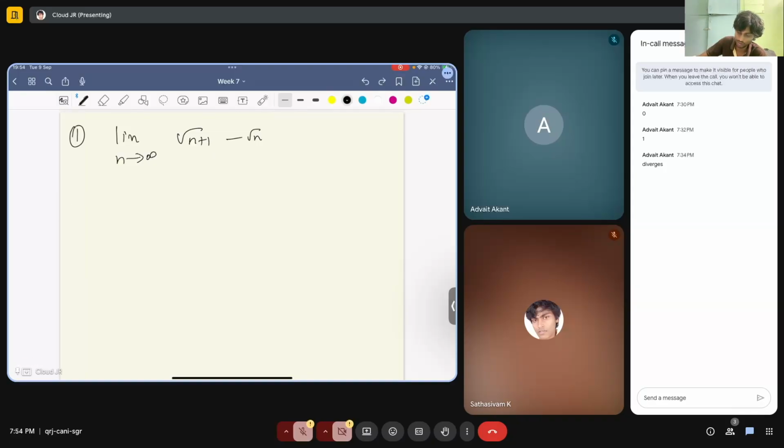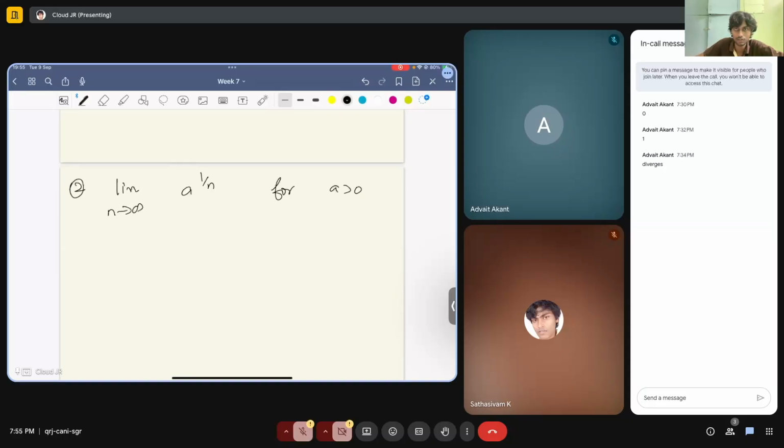Second problem is a little bit harder. We will do this: limit as n tends to infinity of a to the power 1 by n, for a greater than 0. So this we do, and if we have time, we will do the other one also.